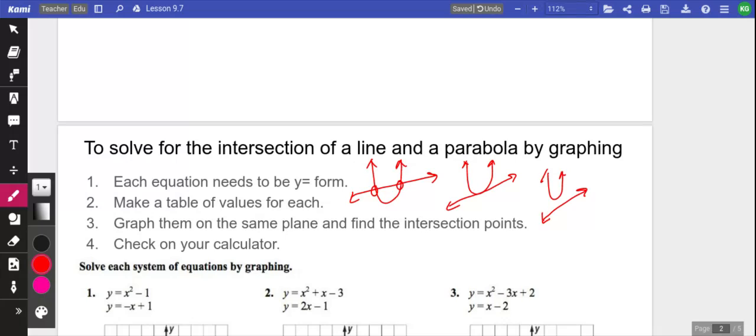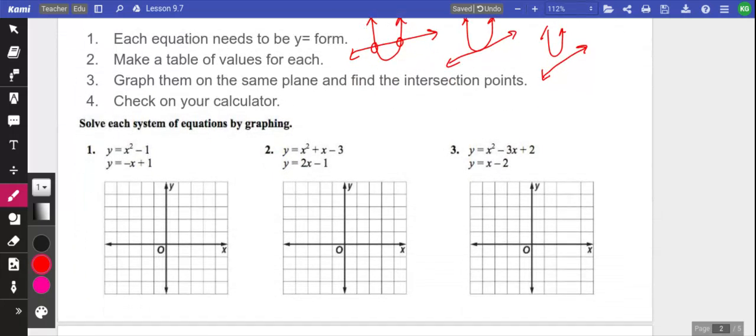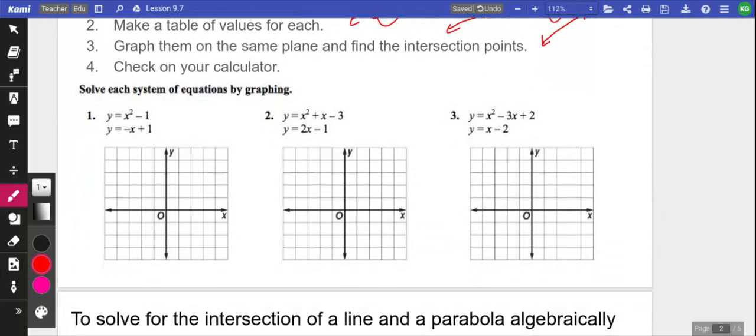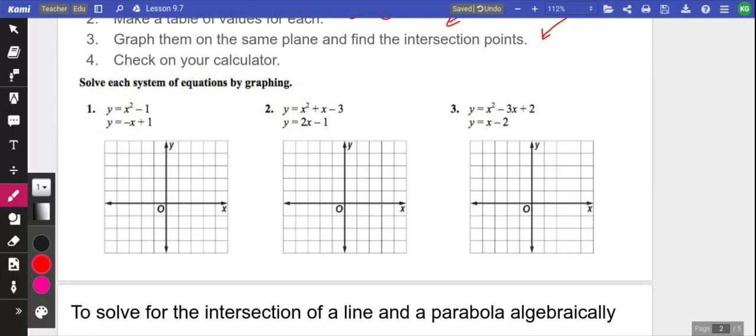So what we're going to make sure of is each equation is in y equals form. We're going to graph the table of values for the linear, and we're going to do the quadratic by using our axis of symmetry, our vertex, and our intercepts. And then we're going to find their intersection points. And actually, we're not going to use the table of values for the linear. We're just going to graph them by slope-intercept form.